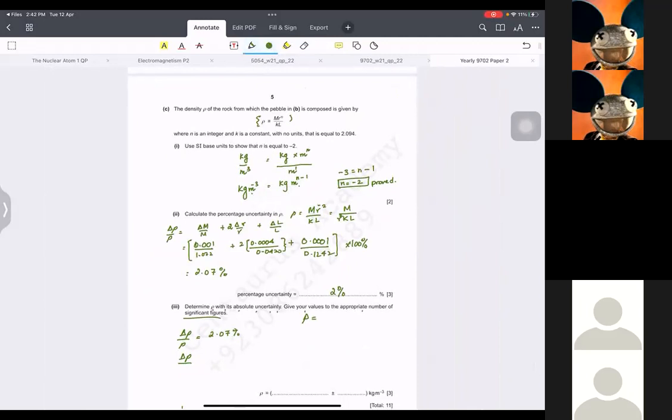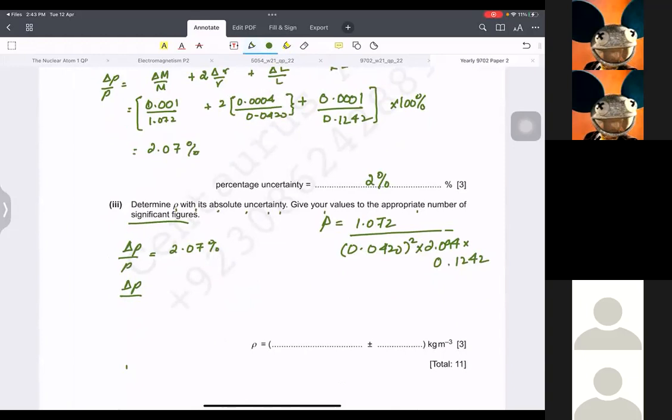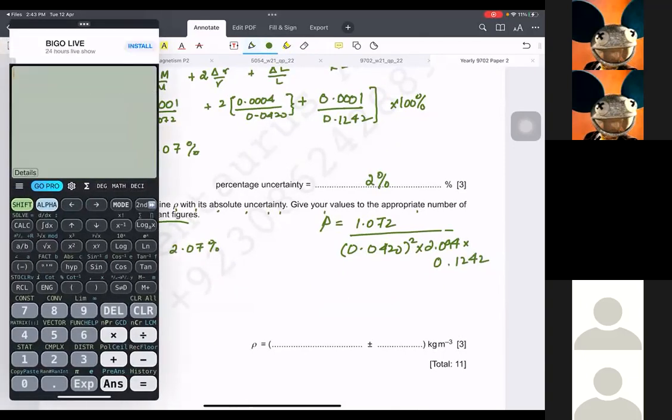So M was 1.072, times R was 0.0420. Sorry, it should be down. I've got to watch this formula. 0.0420 squared. And then K, it said it was 2.094 here. And then multiplied by L, 0.1242. Okay, so we've got to do this. Zooming back in. So much calculation.